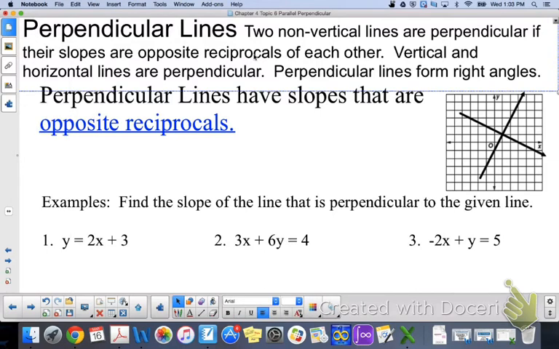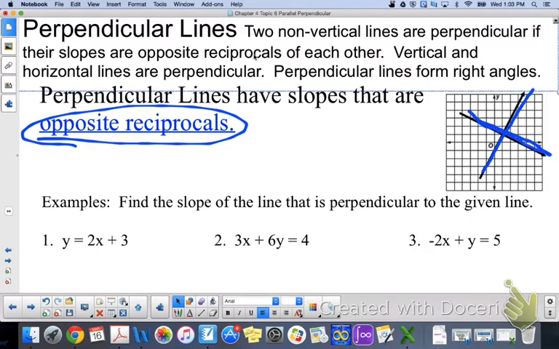Perpendicular lines have slopes that are what's called opposite reciprocals. Okay, if you look at the graph, perpendicular lines form right angles with each other. All right, so if you look at this one, that's a positive slope. The other one would have to be a negative slope. The way that the numbers deal with each other, they are reciprocals.